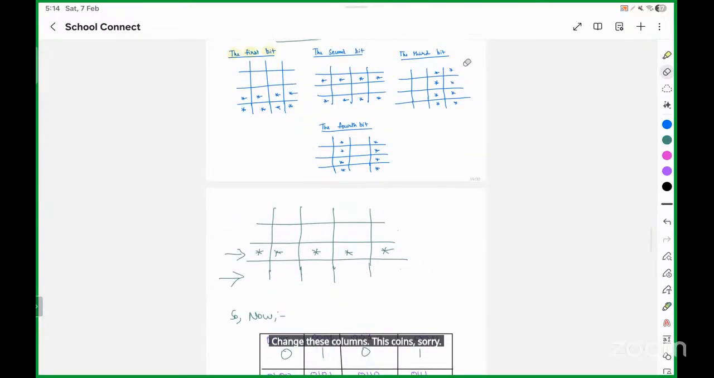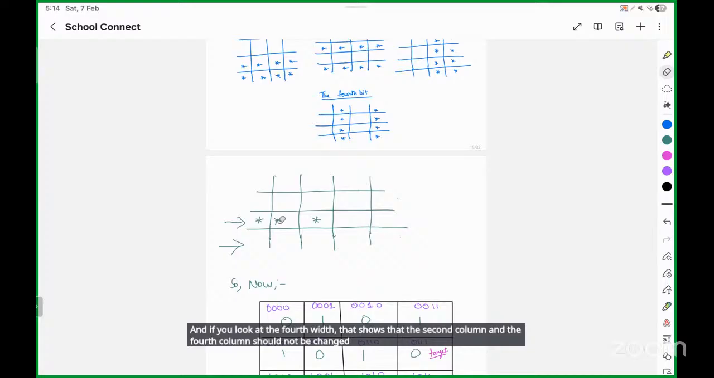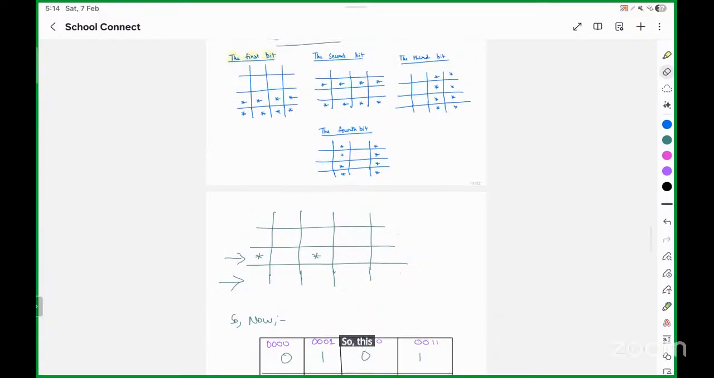And again, the third bit and the fourth bit similarly, in the third bit, the second, third column and the fourth column should not be changed. So again, that means this and this should not be changed. And if you look at the fourth bit, that shows that the second column and the fourth column should not be changed. So this should not be changed.